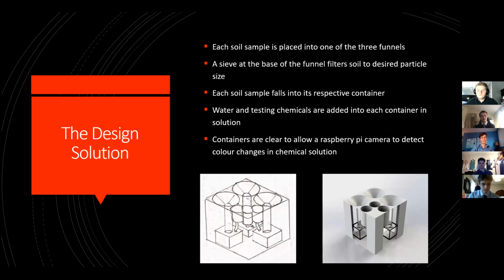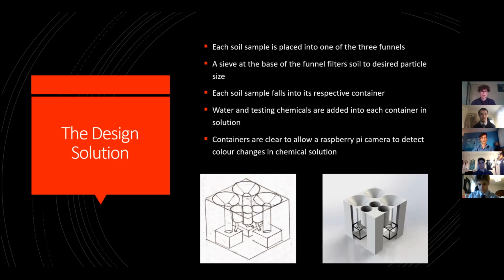The design solution. The design functions as follows. There are 3 funnels at the top of the microreactor, all connected via a tube to 3 separate containers. Each soil sample is loaded into its respective funnel. There is a sieve at the base of each funnel, which is used to achieve the desired soil sample size. The samples pass through the sieves and fall down a tube into the respective containers.